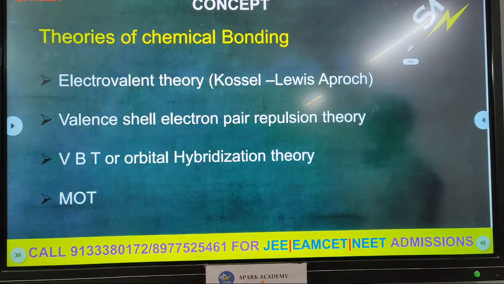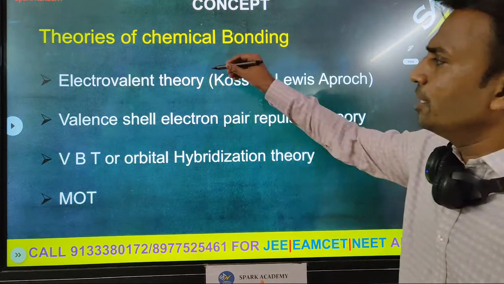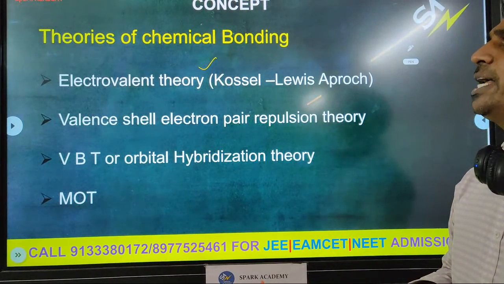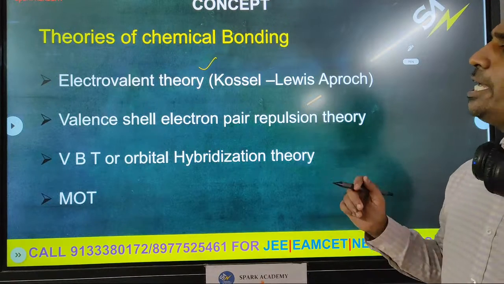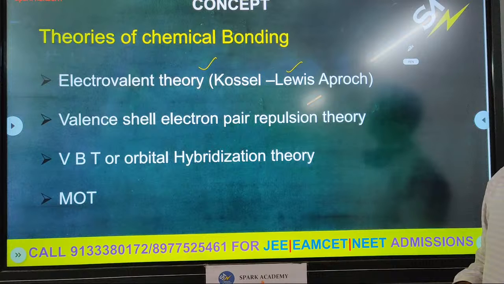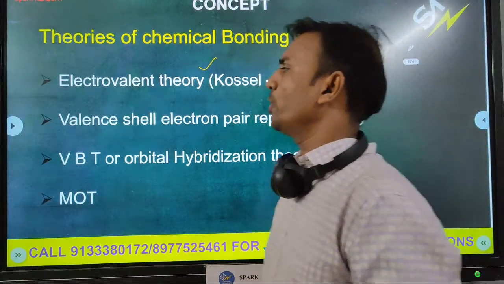Now, what are the theories explaining chemical bonds? What is the first theory? Electrovalent theory explains chemical bonding. It was proposed by Kossel-Lewis, so it is called electrovalent theory, otherwise Kossel-Lewis theory.